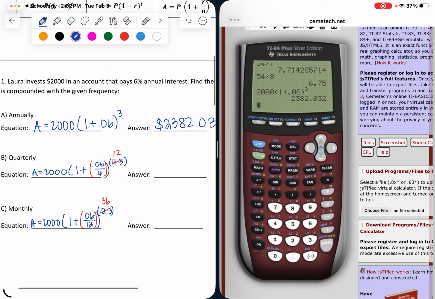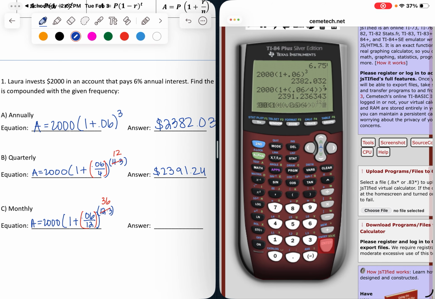Okay, the next one here, 2,000. 1 plus parentheses 0.06 divided by 4, close the parentheses twice, bring it to the 12th power, hit enter. We got 2391.24. And now for the last one, I can retype the whole thing or I can hit second enter and then bring up those numbers and toggle through and change the 4 to a 12.